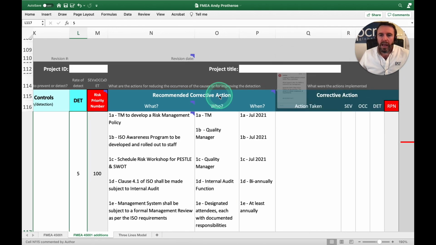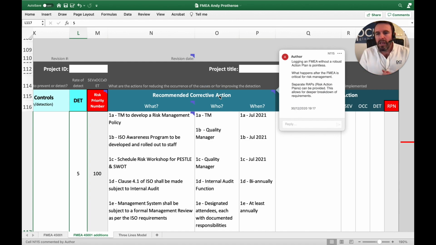Logging an FMEA, so recording this FMEA without a robust action plan is fruitless. It's pointless. What happens after the FMEA is critical for risk management. The risk management action plans, RAPs, call them what you want, that is risk management. It's not just risk identification. And then people write the risk assessment, they identify the issues, they then don't put that management action plan in. All of that good work is lost.